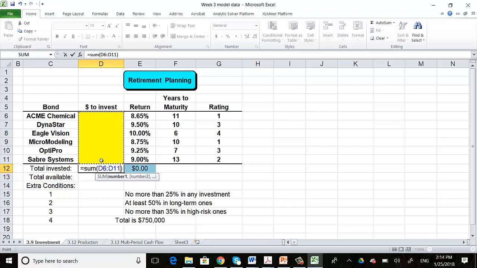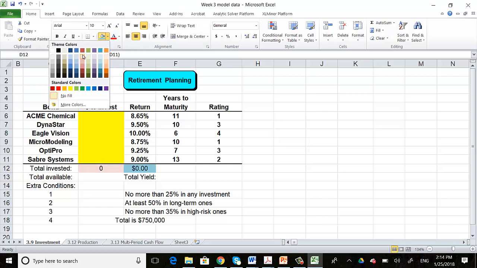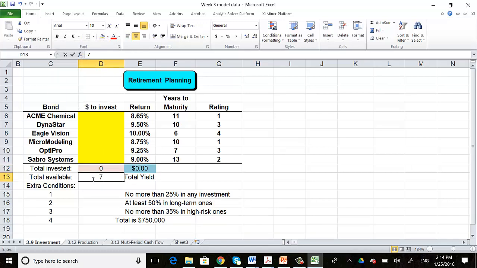Okay. I'll shade it. Okay, and the total available is 750,000. And that's my right hand side. So that's the first constraint. Okay, I'm going to put the sign here. Okay, so represent this as taken care of. Then we'll look at the second one.